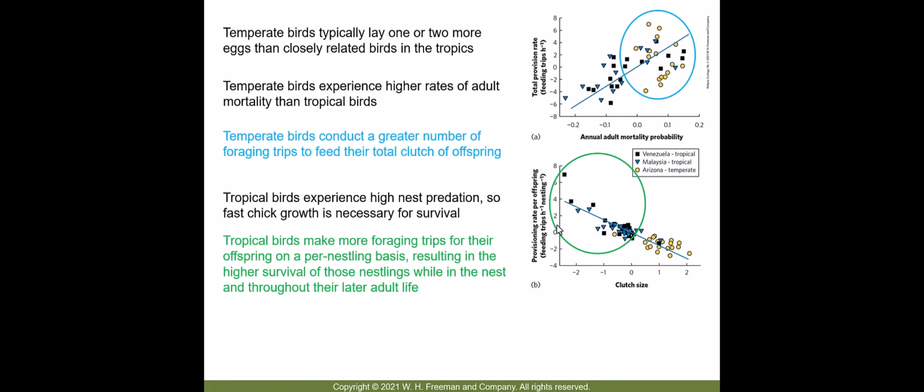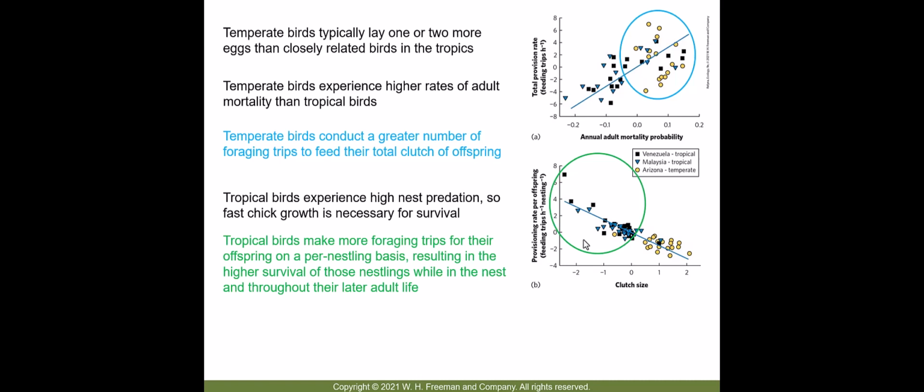So the top one was just total number of foraging for the whole nest. Now this is on a chick-by-chick basis. So per chick in the nest, the tropical species are actually making more trips. So they are increasing what they are investing in each one of their individual chicks. Again, the idea being that these chicks need to grow fast to get them at a larger size so that they are not as prone to nest predation.